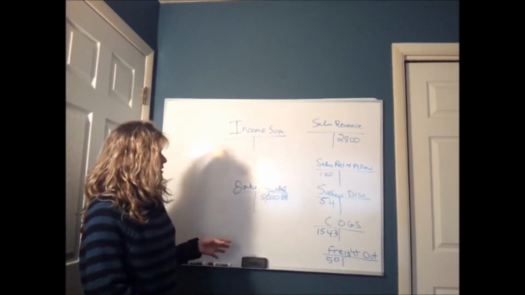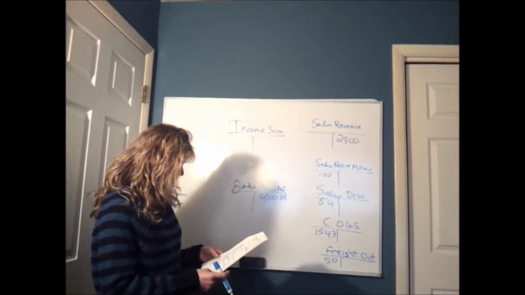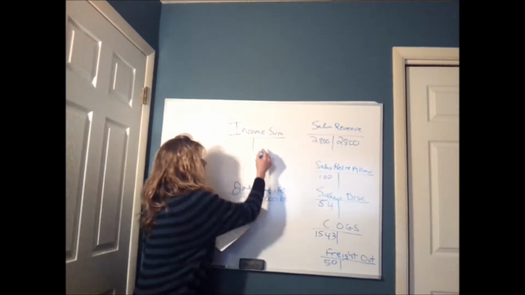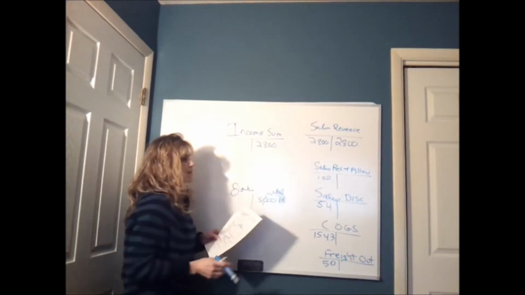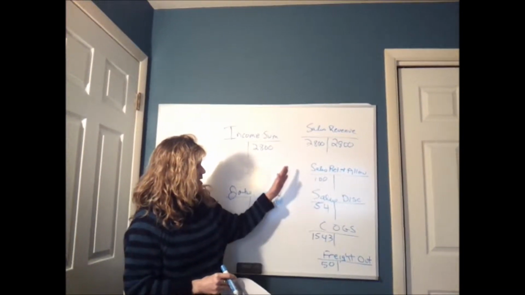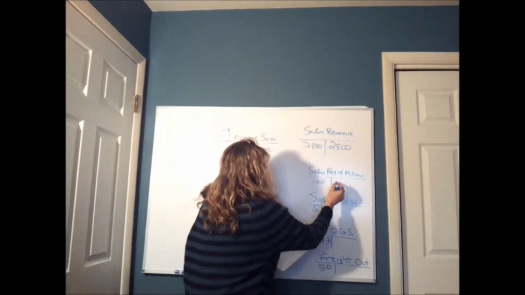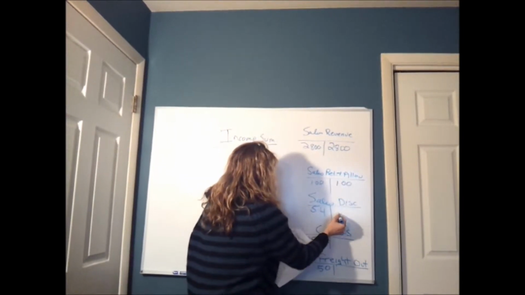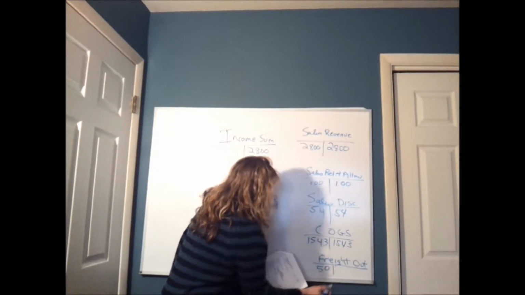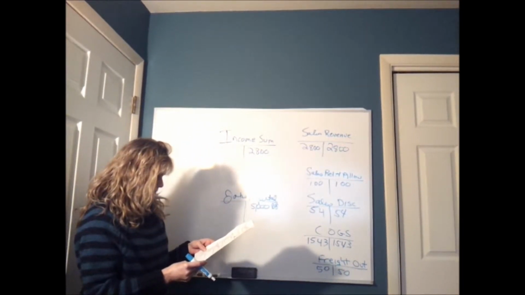Okay, next we're going to do closing entries. The first thing we need to do is close our sales revenue. So we debit our sales revenue, and we credit income summary. Then we have to close out the rest of our accounts. Since they all have a debit balance right now, we're going to credit those accounts: sales returns and allowances for 100, sales discount for 54, cost of goods sold for 1,543, and freight out for $50.